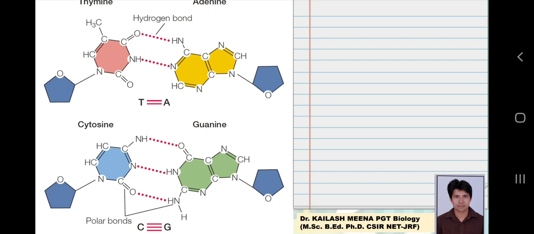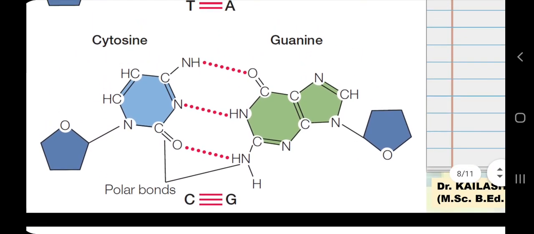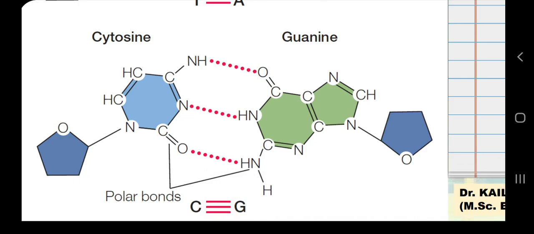And again, there will be 2 hydrogen bonds between A and T, and T and A, and there will be 3 hydrogen bonds between G and C. Very simple idea, you will notice.